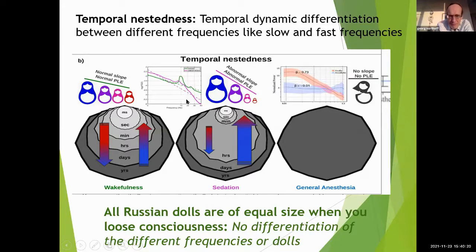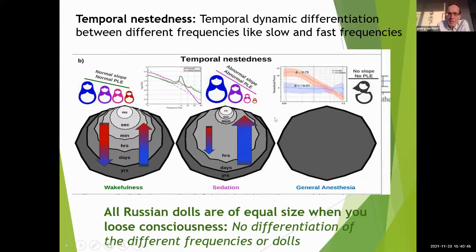However, now when you start the anesthesia, the slower frequencies become relatively stronger and the faster frequencies become weaker. So these time scales become abnormally strong relative to the faster ones. So for your Russian dots, the curve becomes steeper. That's a typical, often observed slow frequency shift when you lose consciousness.